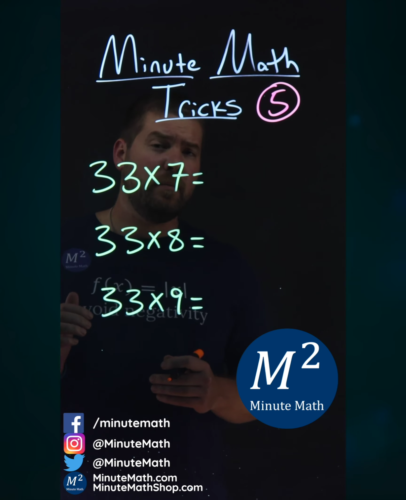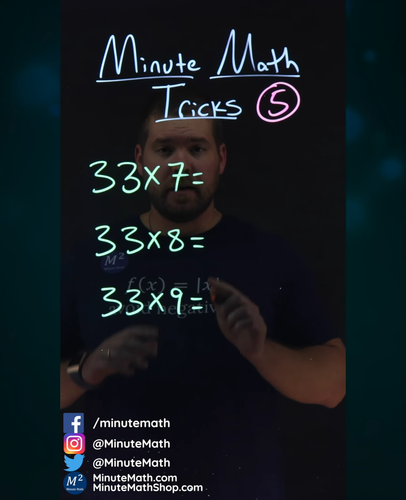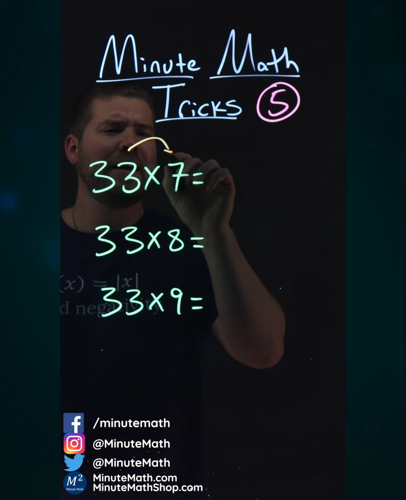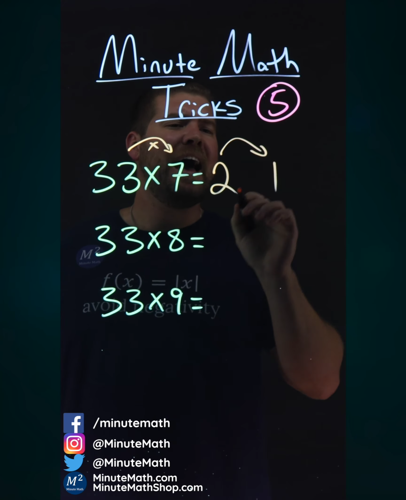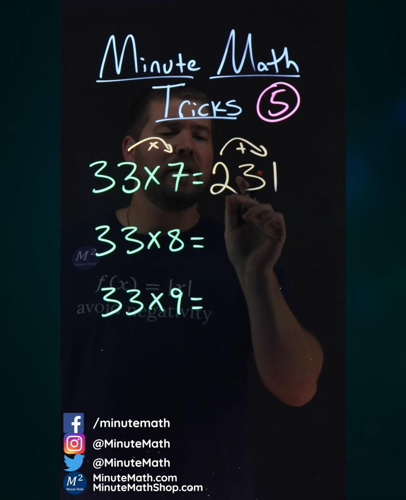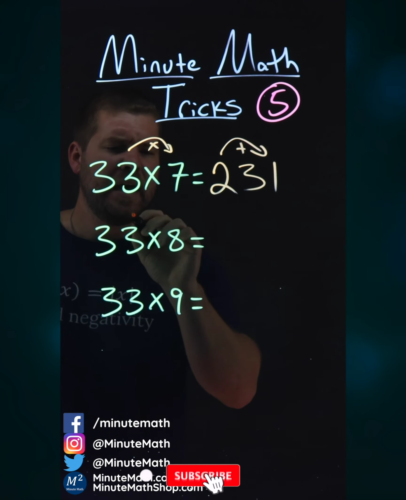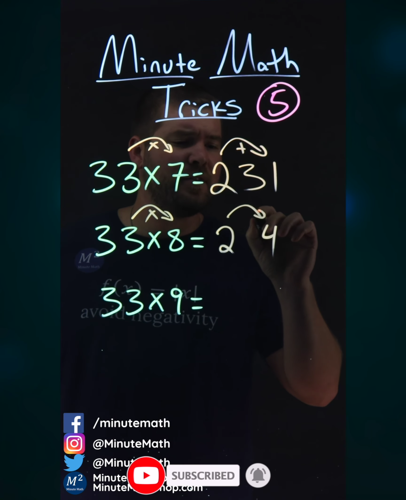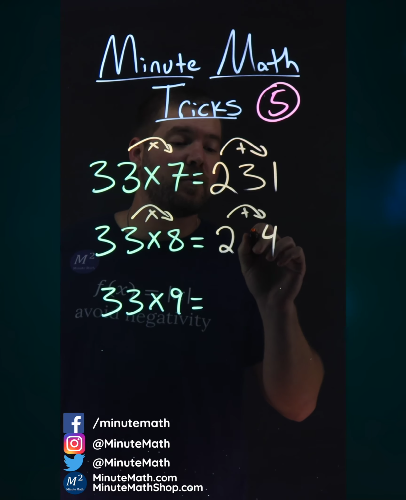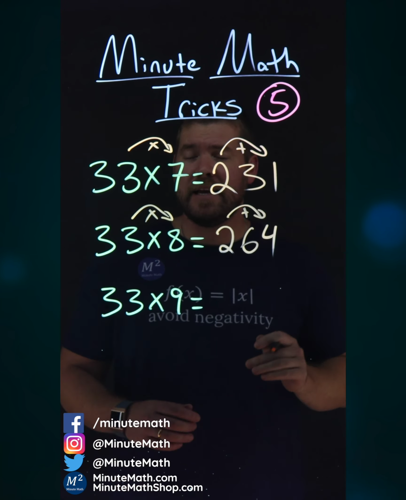We've got 33 being multiplied by 7, 8, and 9. Let's do this. 3 times a 7 here is a good old 21. Keep a space. Add those two together. 2 and 1 make 3. 231 is the result. 3 times an 8 is a good old 24. Add those two together and we have 2 plus 4 is a 6. 264 is the answer there.